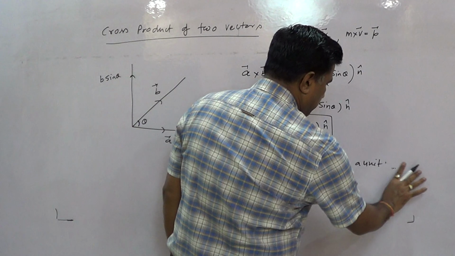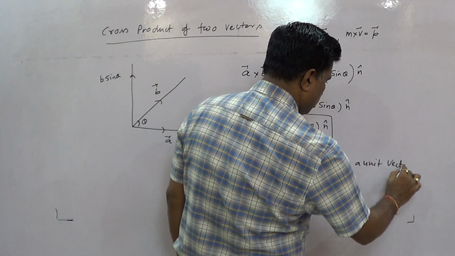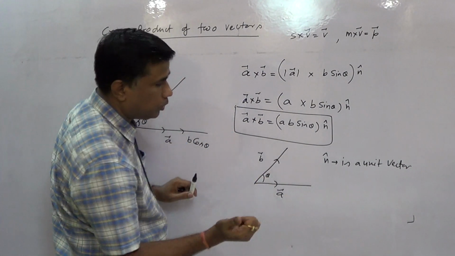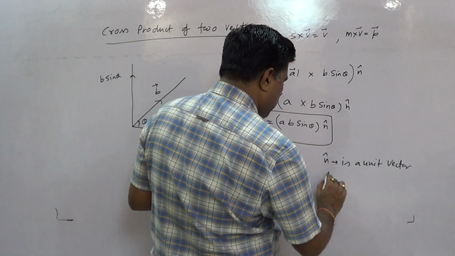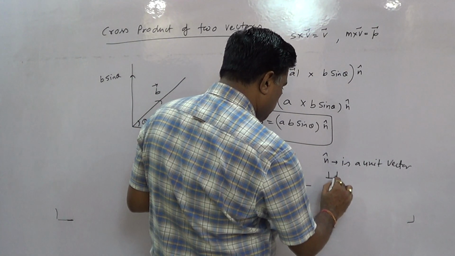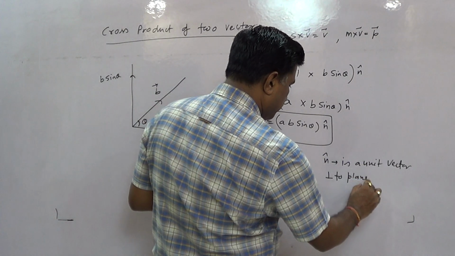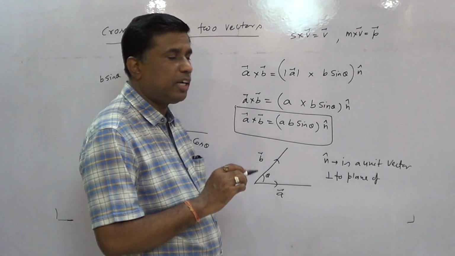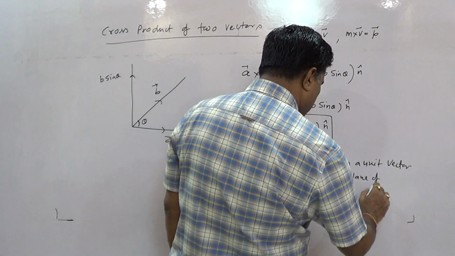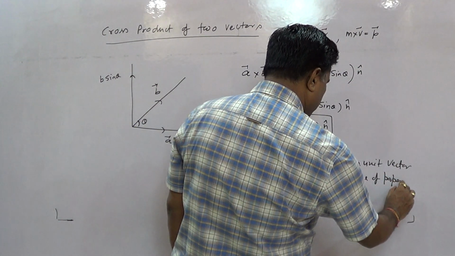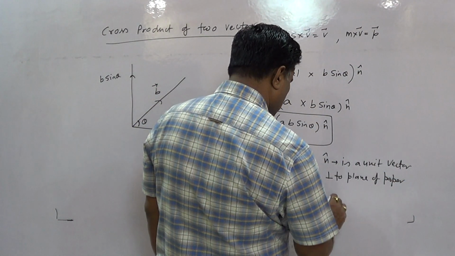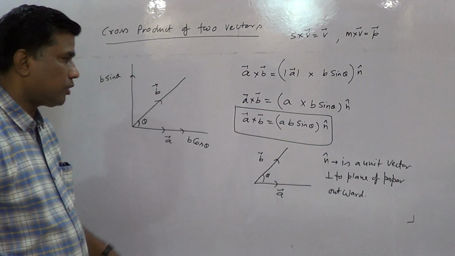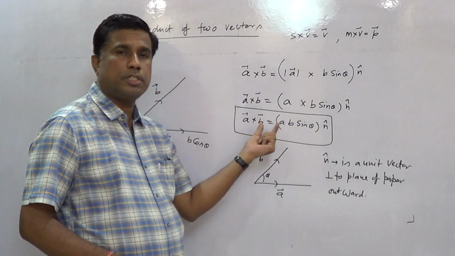It is a unit vector, and its plane is perpendicular to the plane of whiteboard outward. Unit vector perpendicular, this is the symbol of perpendicular to plane of whiteboard. Student, for you I can write perpendicular to plane of paper. For you student, I am writing plane of paper, perpendicular to paper outward. So this is the direction of this unit vector, and it is also the direction of resultant of this vector.